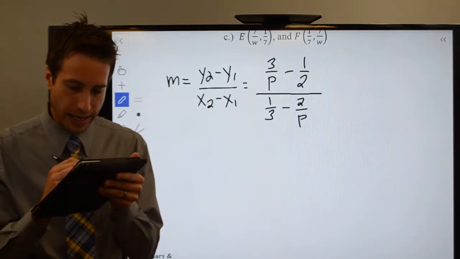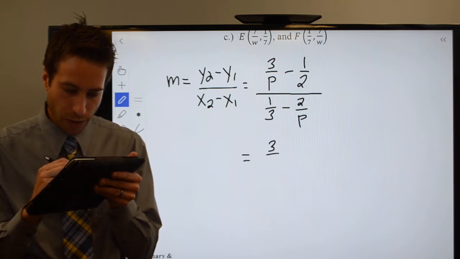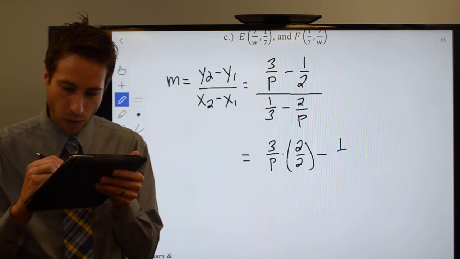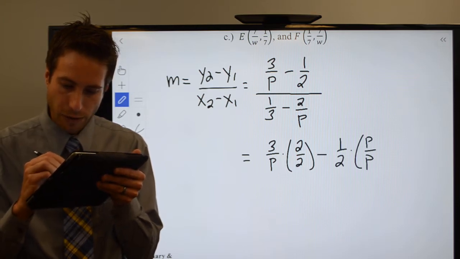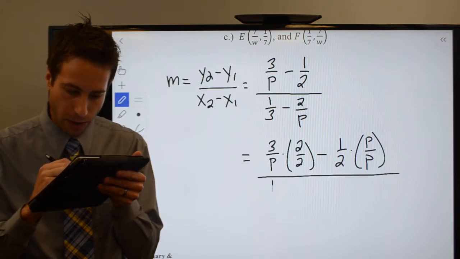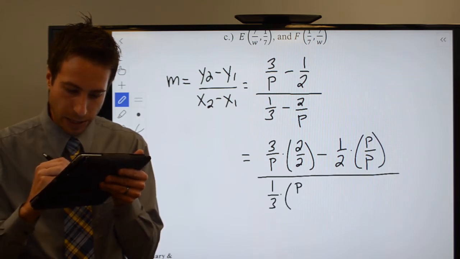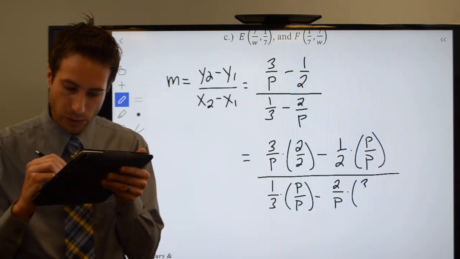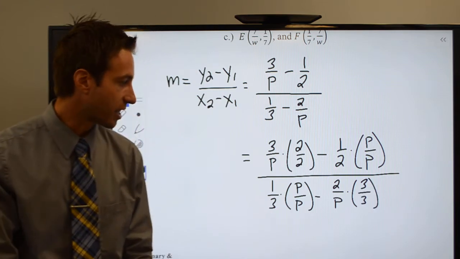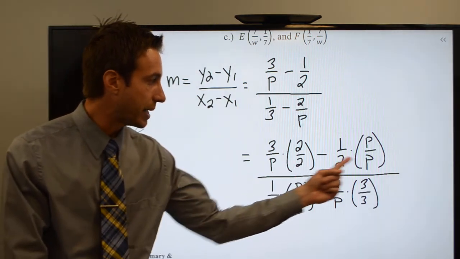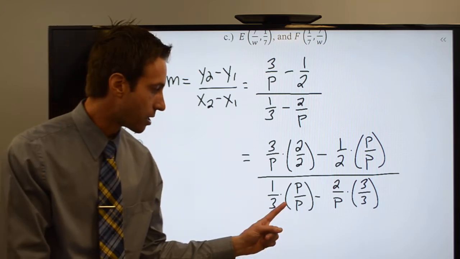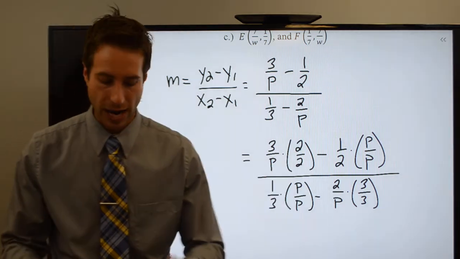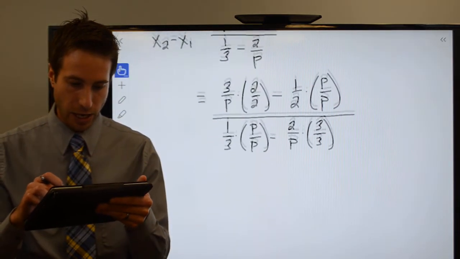Here we go. You wind up with 3 over p times 2 over 2 minus 1/2 times p over p. In the bottom, 1/3 times p over p minus 2 over p times 3 over 3. What that's going to do is give me a common denominator of 2p on top, and in the bottom, a common denominator of 3p and 3p. That way I'll be able to subtract the fractions in the top, subtract the fractions in the denominator. Here we go.